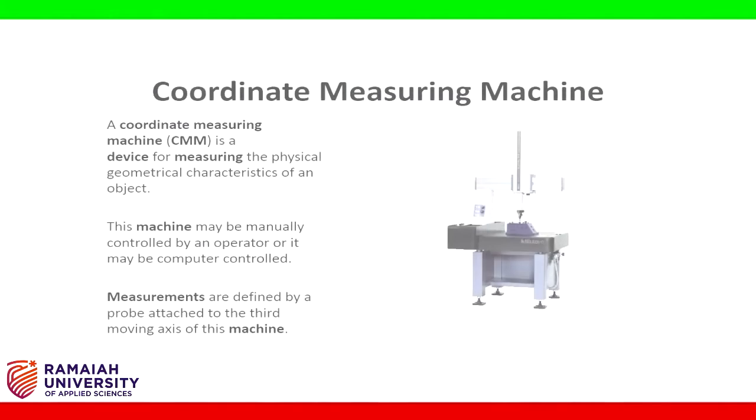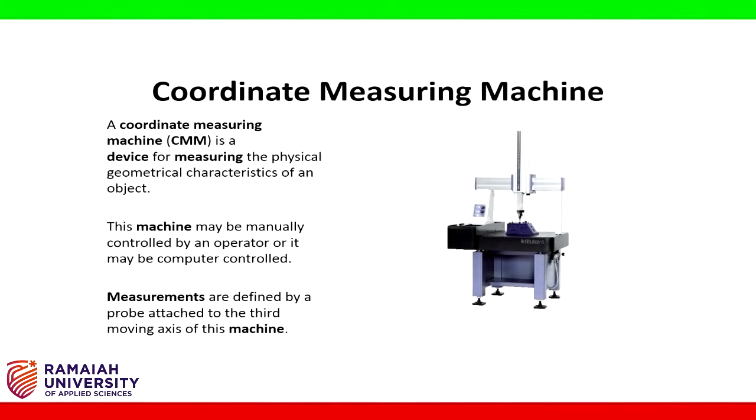A coordinate measuring machine is a device for measuring the physical, geometrical characteristics of an object. This machine may be manually controlled by an operator or it may be computer controlled. Measurements are defined by a probe attached to the third moving axis of this machine.